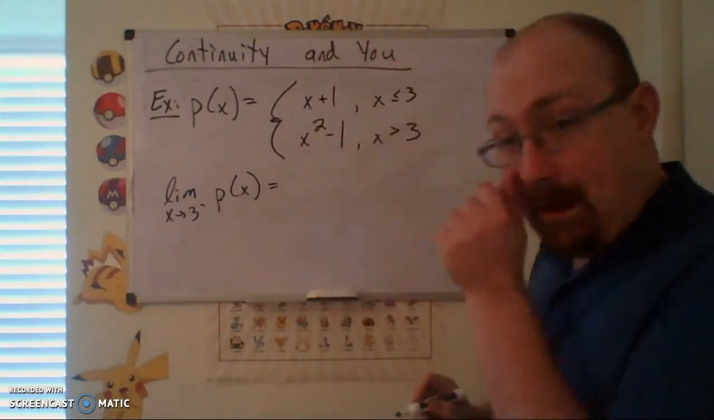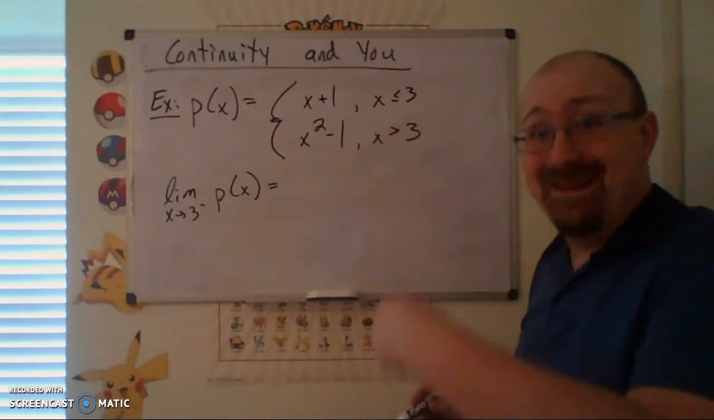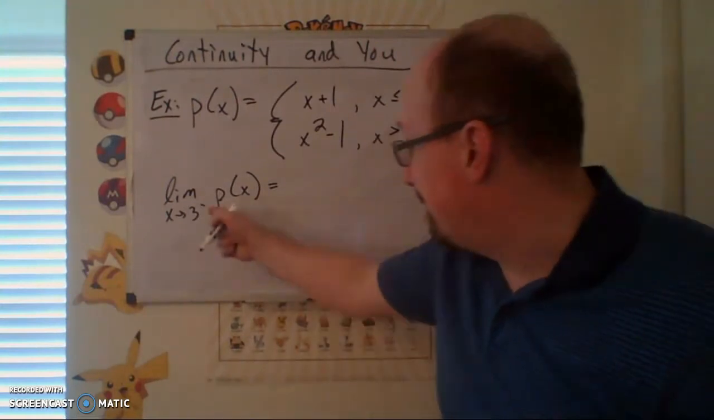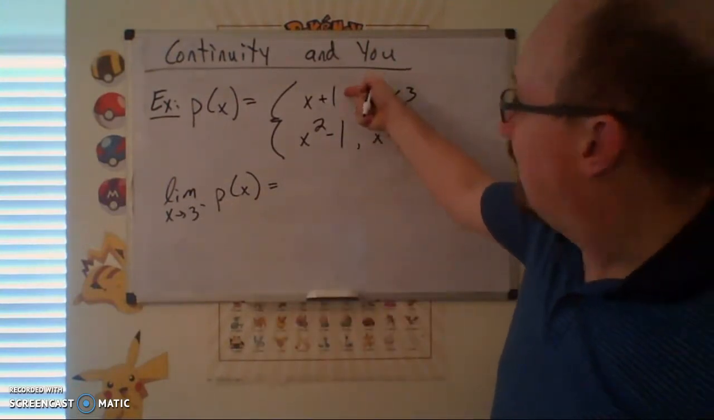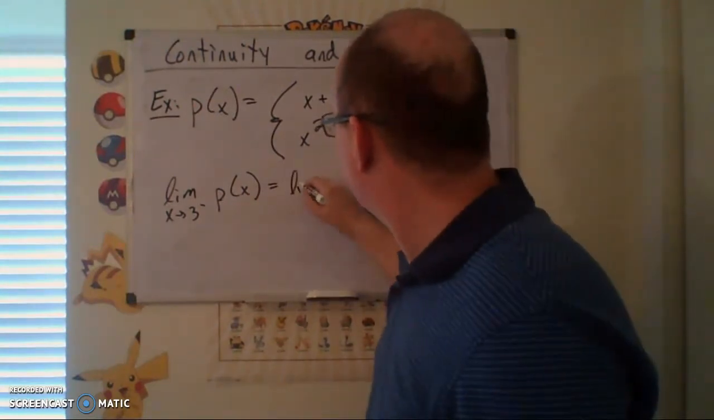So I've got my left-hand limit of p of x as I approach 3 again. These numbers are all going to be less than 3 for this purpose. That's what the minus tells me. So that means I'm focusing on this piece, because all of my x values are less than 3.